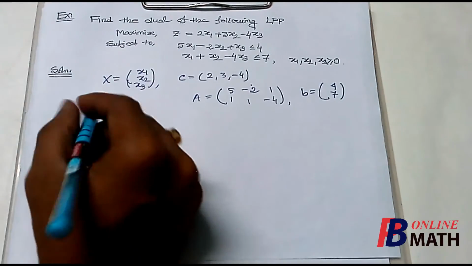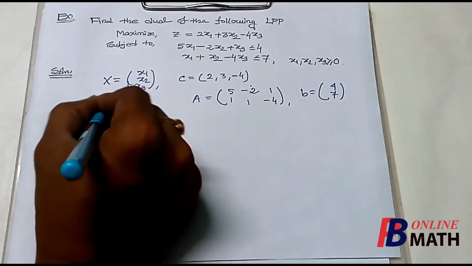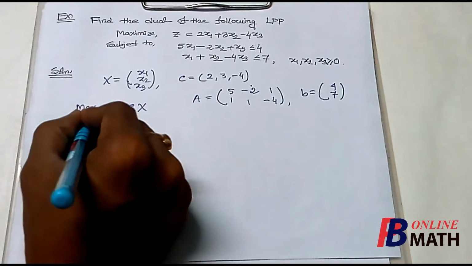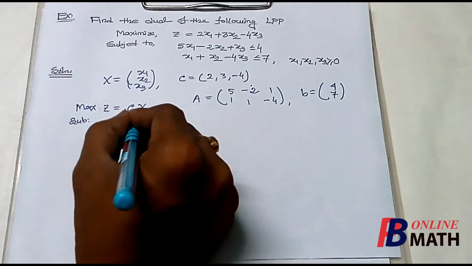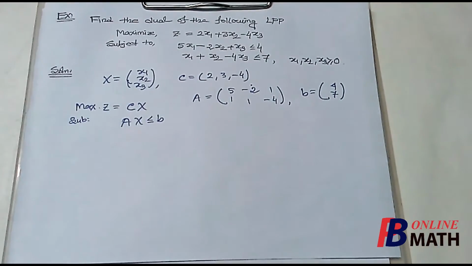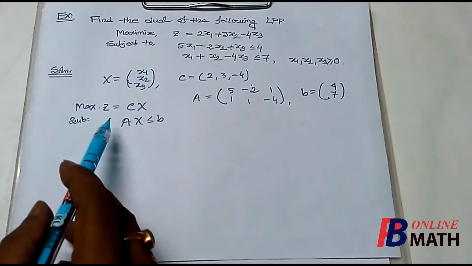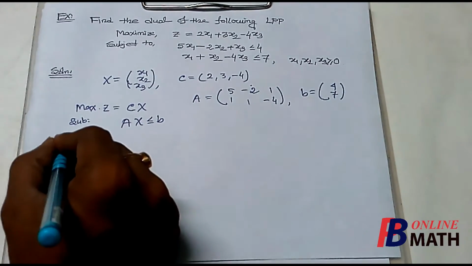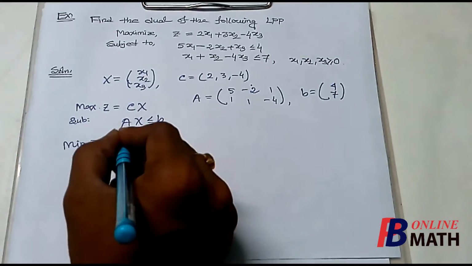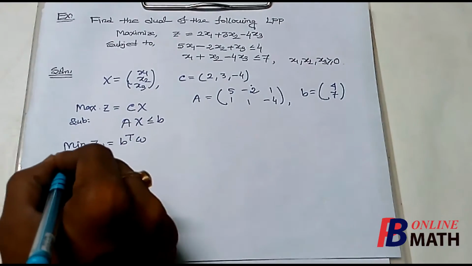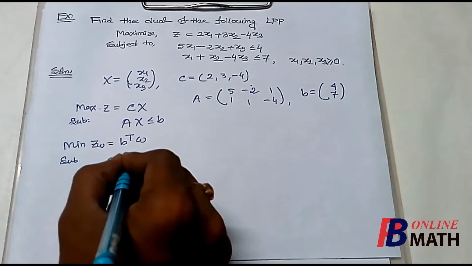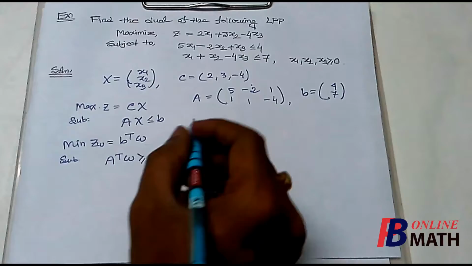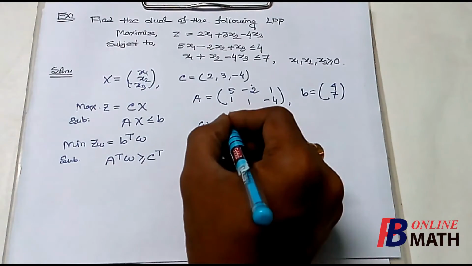So the primal problem can be written as maximization of Z, that is C into X, subject to Ax less than or equal to B. Now we know that if the primal problem is given by this, then we can find its dual problem by minimization of Z omega equal to B transpose omega, subject to A transpose omega greater than or equal to C transpose, where omega is the vector denoting the dual variables.